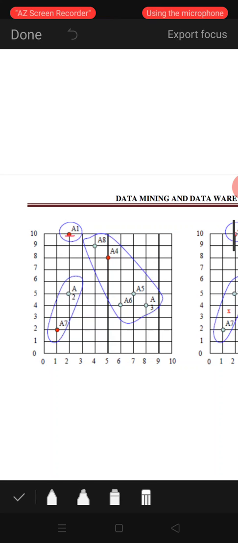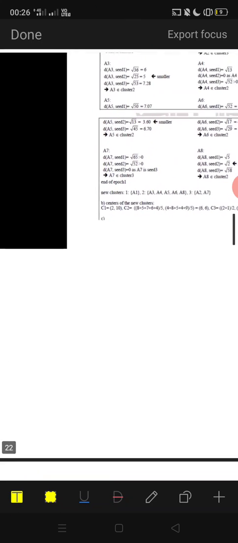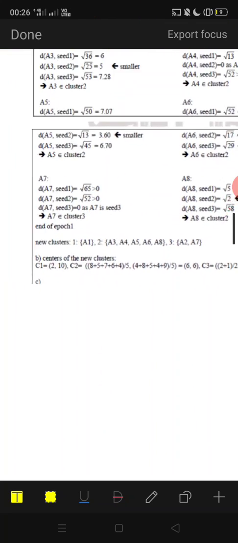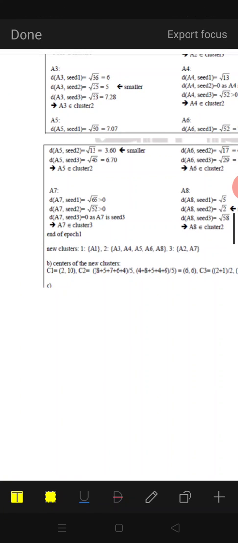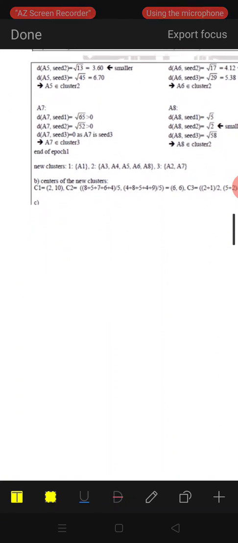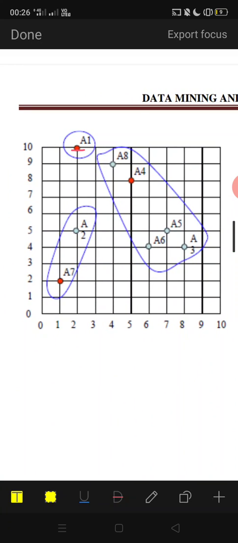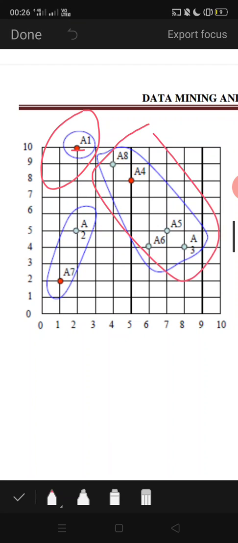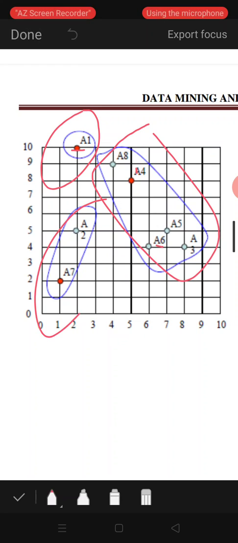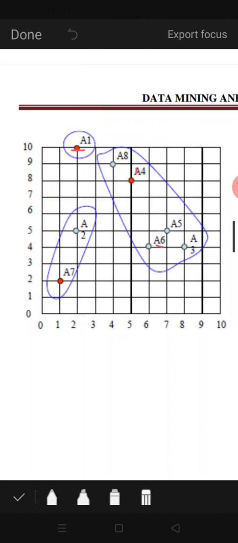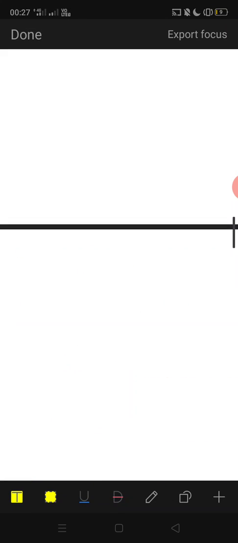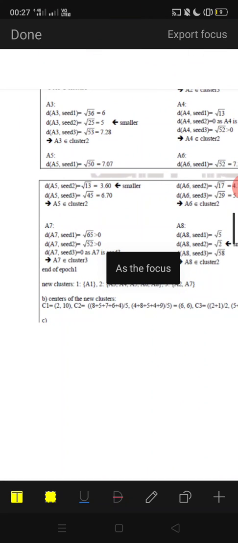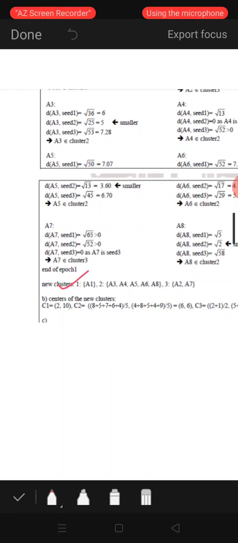That's all. Once you have written these clusters, the next step is to find the new clusters and new centers. New cluster 1 is nothing but only one element, A1. Cluster 2 is A4, A6, A5, A3. Cluster 3 is A2, A7. Once you have done that, write it immediately with the new clusters. If you write it here, you'll get maximum marks.